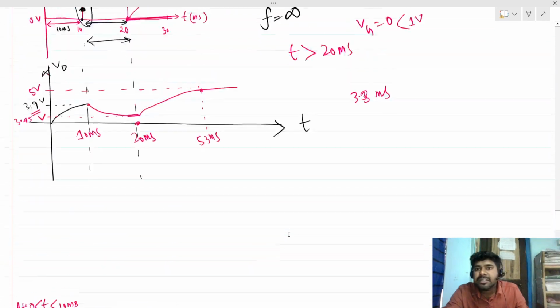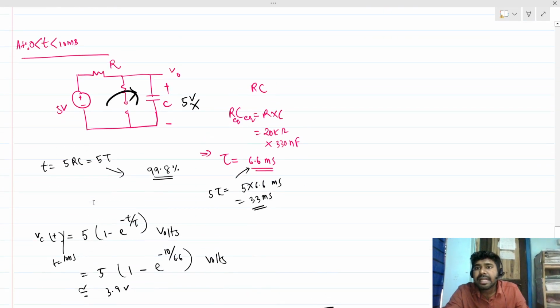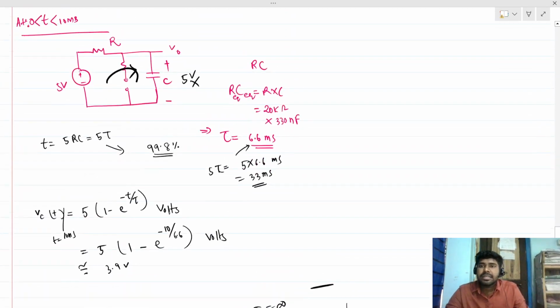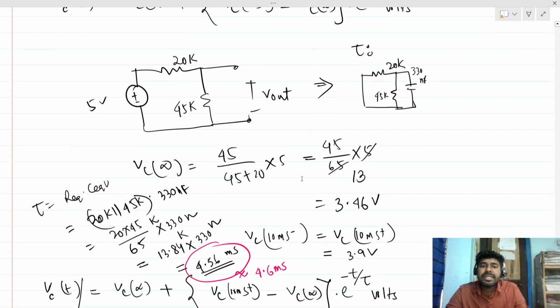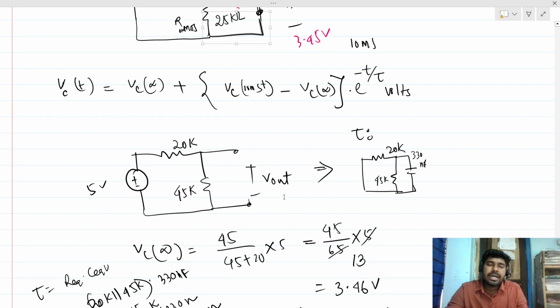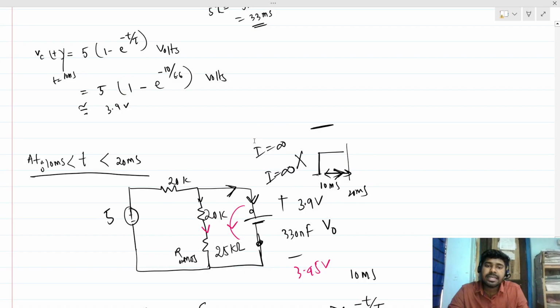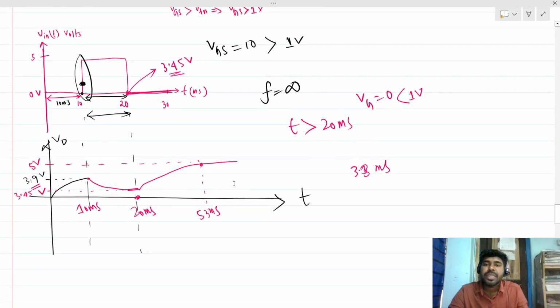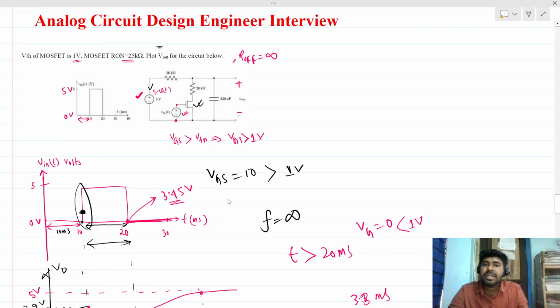So at t equals 20 millisecond, the circuit feels an infinite frequency, so the capacitor at that time becomes short circuited, but as it was previously charged to 3.9 volt, it acts as a 3.9 volt source at that instant. Then after that it will act as a capacitor again and show its usual behavior.